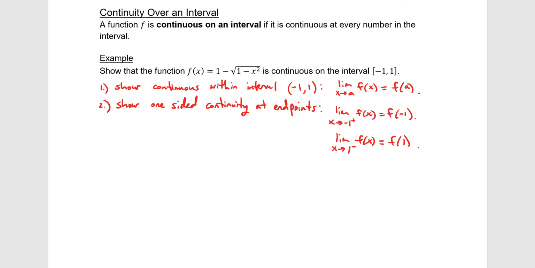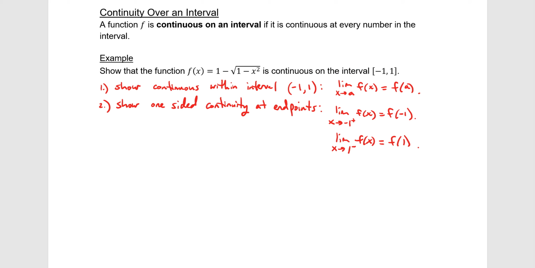So here's the two main things that we have to show. The first thing is we have to show that it's continuous within the interval -1 to 1. So notice that we're not including the endpoints for this. All we have to do for that is show the limit of the continuity definition here: limit of f of x as x approaches a equals f of a. For that, we're just going to use a as our value. And then the second thing is we're going to show one-sided continuity at the endpoints.